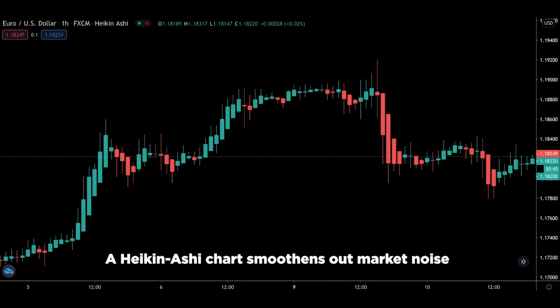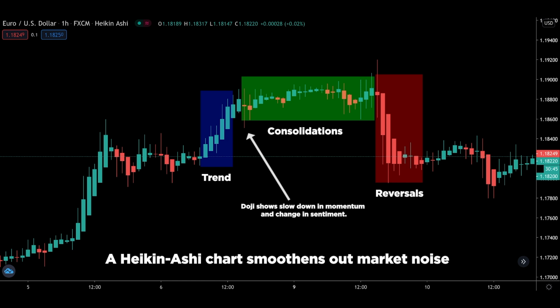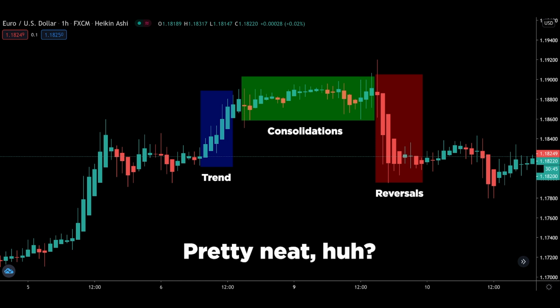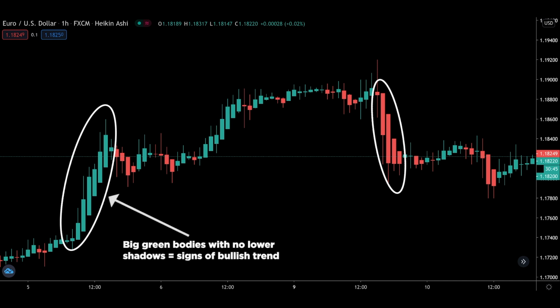Now, a Heiken-Ashi chart smoothens out market noise and thus trends, consolidations and reversals are much easier to spot. The Heiken-Ashi also provides valuable information about the market's sentiment, trend and momentum at the same time. Pretty neat, huh? Big green and red bodies are features of a solid prevailing trend. Green bodies with no lower shadows show that the market is in an uptrend. Red bodies with no upper shadows, on the other hand, show that the market is in a downtrend.